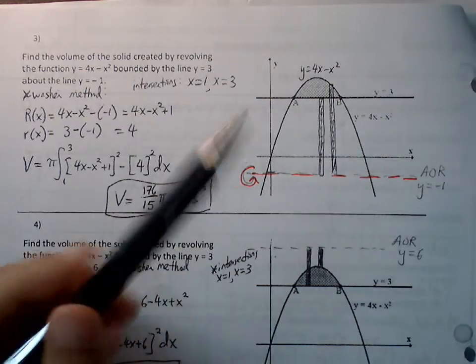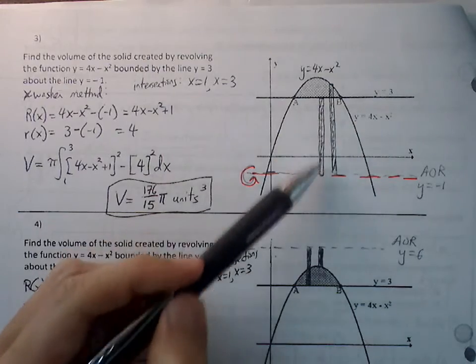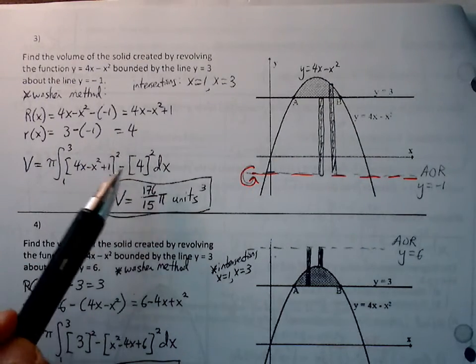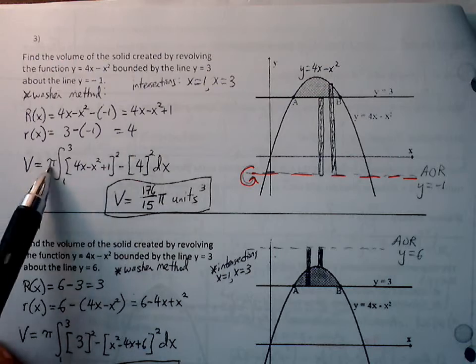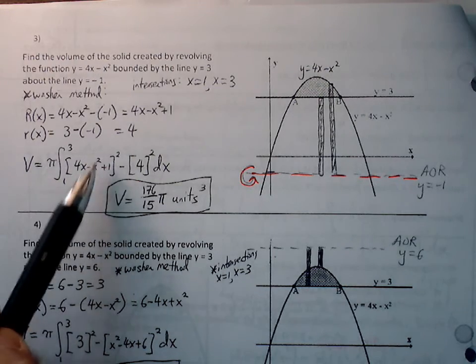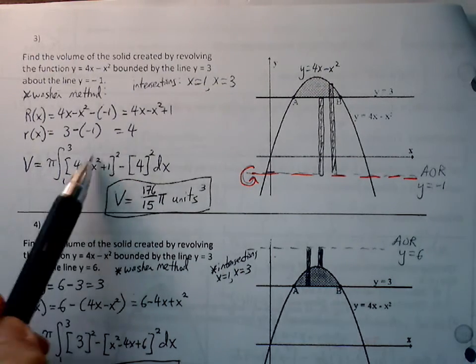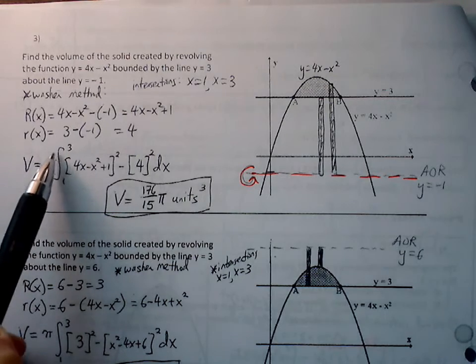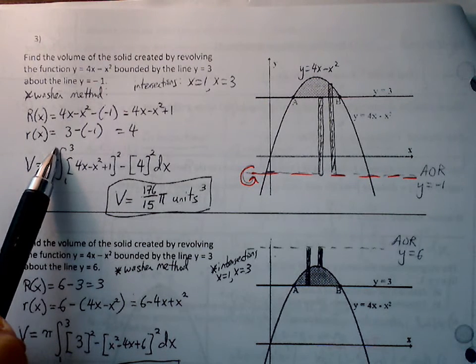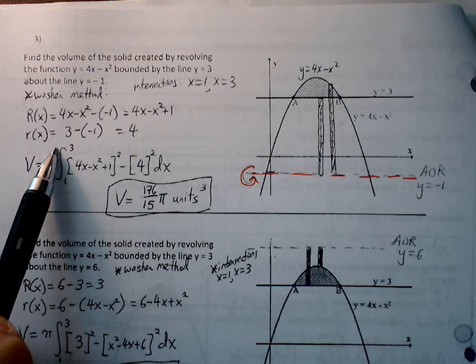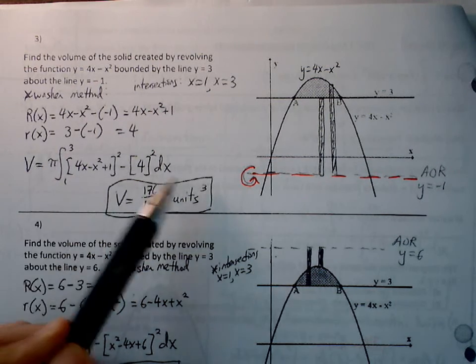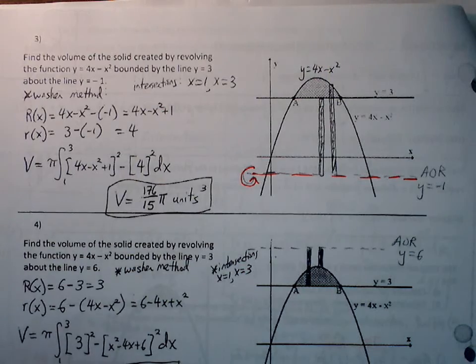Little radius is top minus bottom, so 3 minus a negative 1. That becomes 4. So we say pi times big radius squared minus little radius squared from 1 to 3. Use our calculator to plug in, leave the pi out of the calculator, and that is going to result in 176 over 15, and then we just put that pi in ourselves.